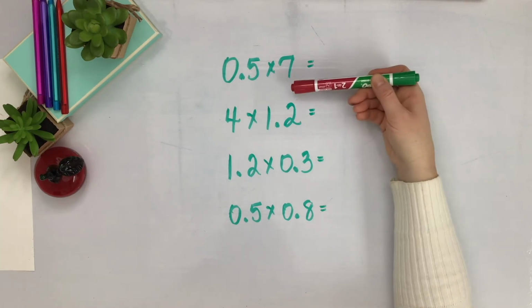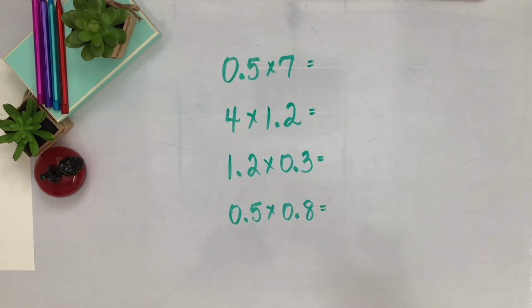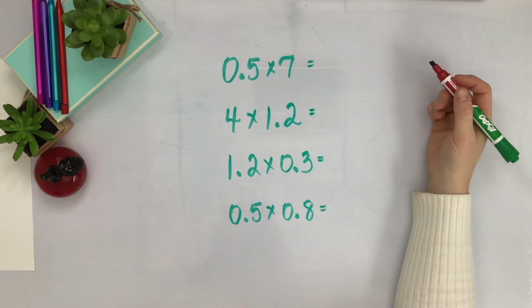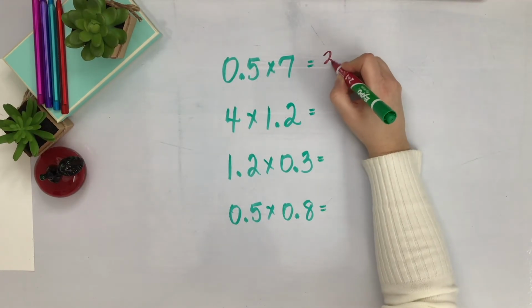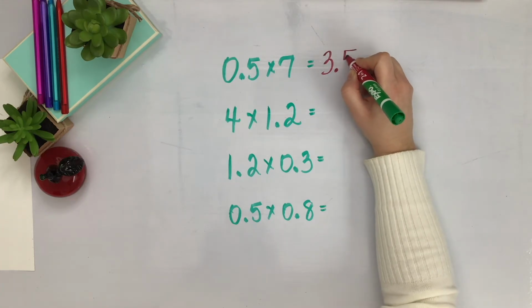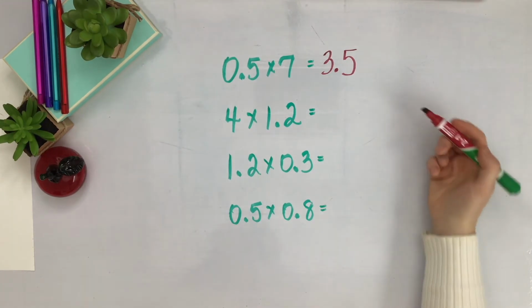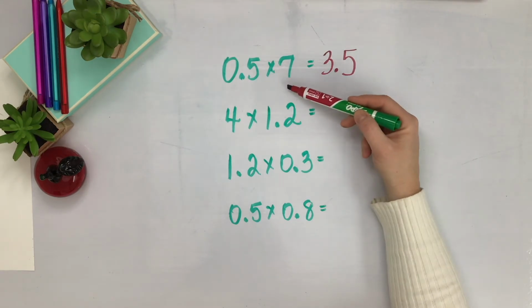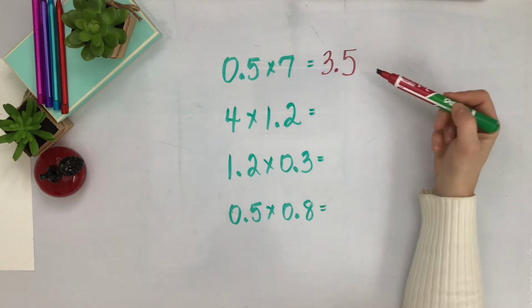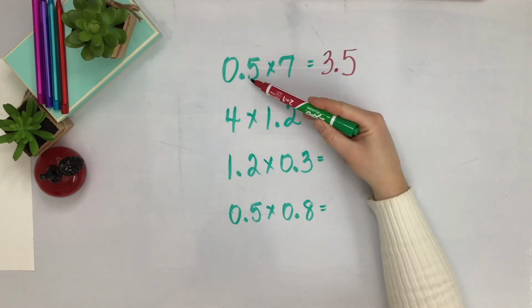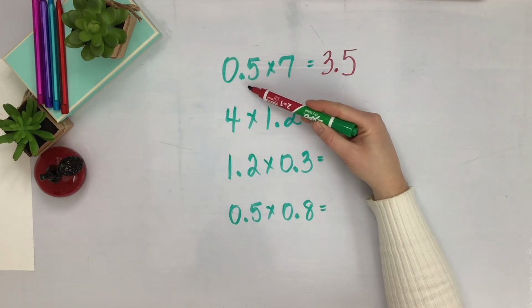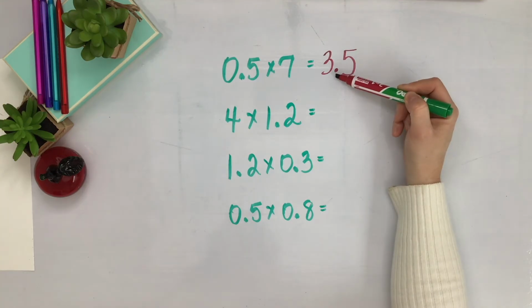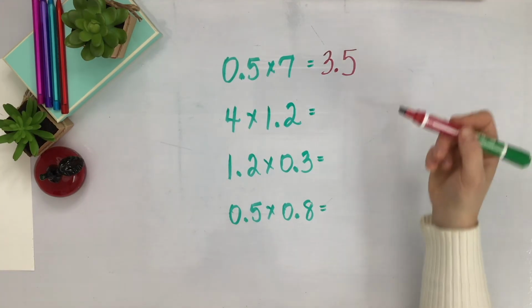Here I need 7 copies of 5/10. 7 copies of 5/10 should be 35/10. You can also just do the strategy I mentioned earlier and forget the decimal at first. 7 times 5 is 35. But because this 5 isn't 5 ones, it's 5/10, I need to make my answer 10 times smaller as well.